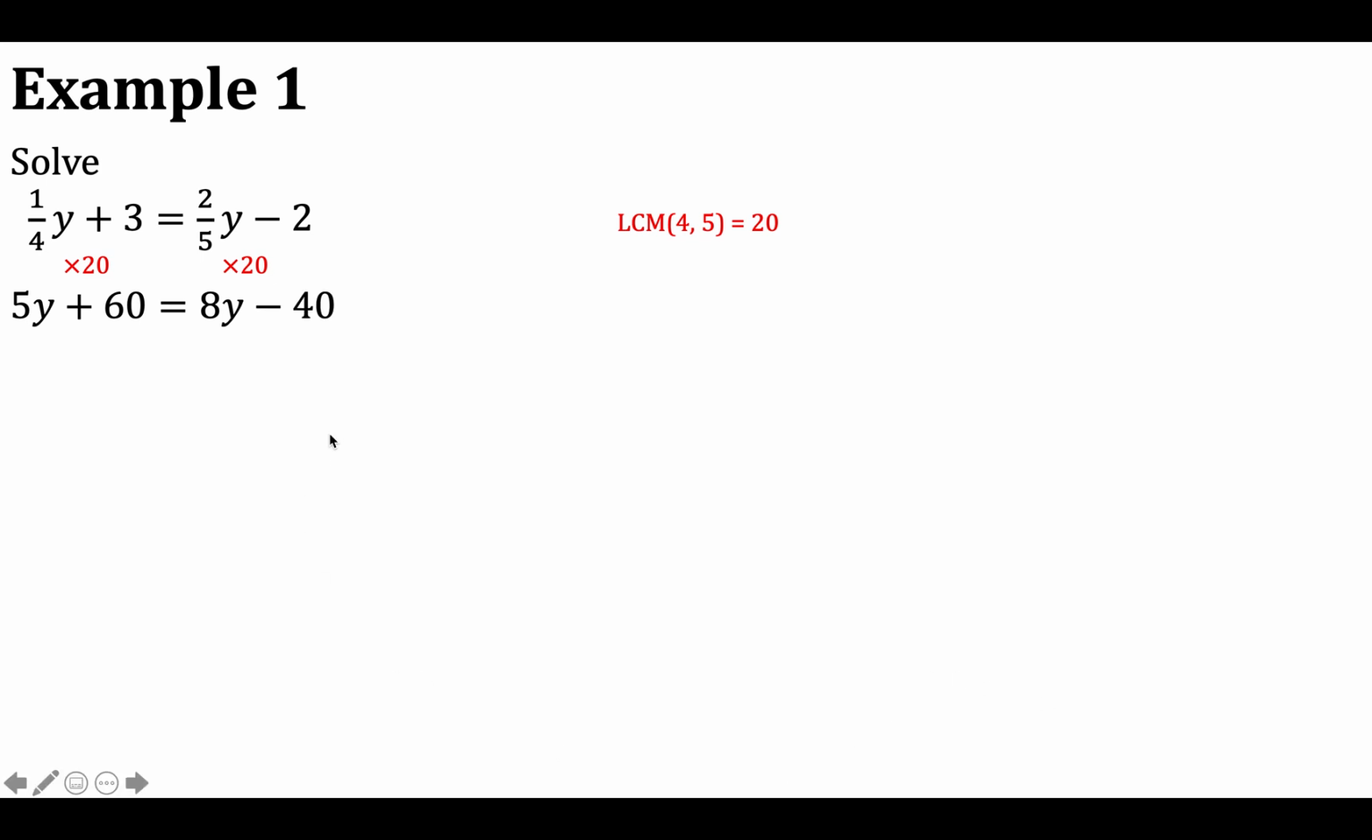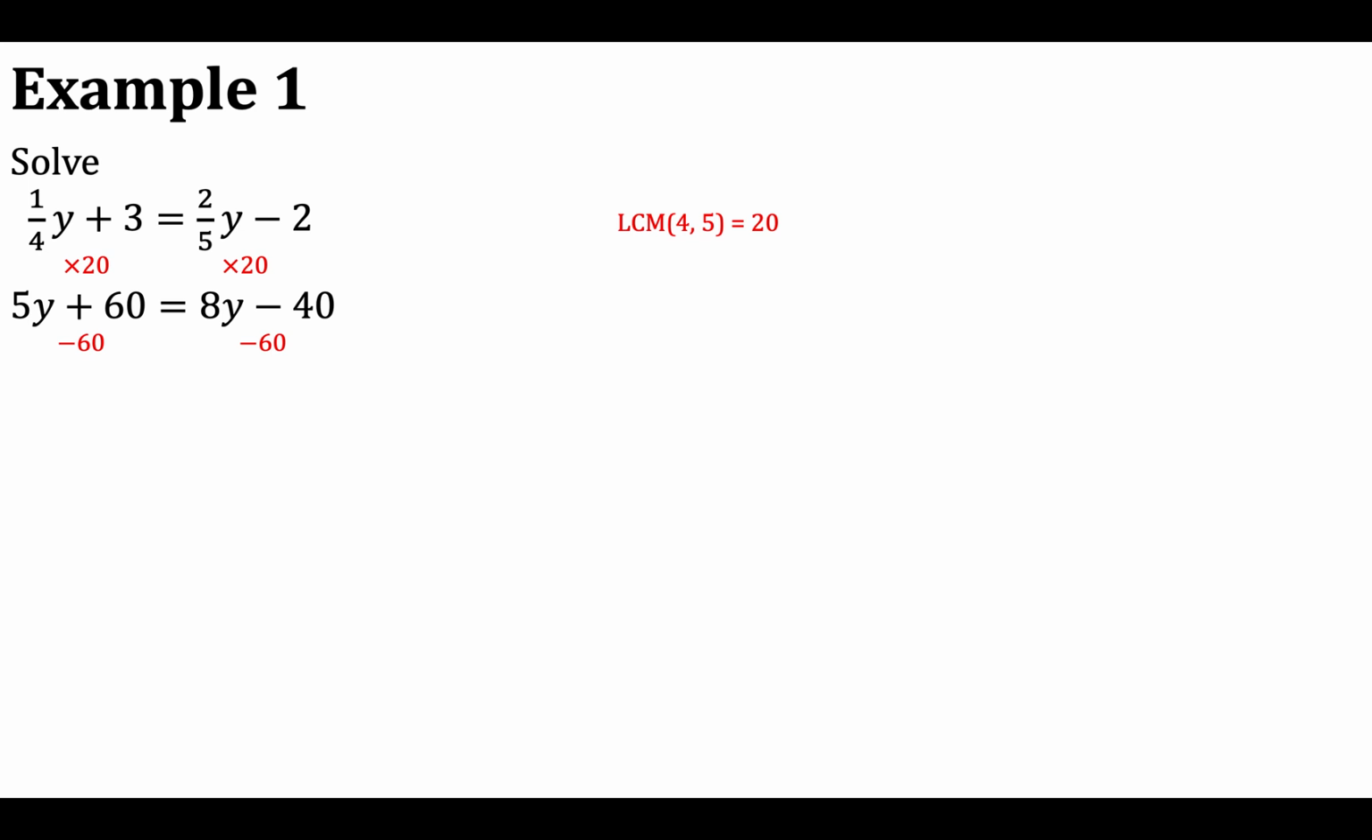So sometimes people forget about, for instance, this 3 here, and they only multiply this part by the 20, but you need to make sure that you do the 3 as well to get 60. And likewise here, you can't forget about this negative 2, that needs to be multiplied by the 20 as well. So we've got 5y plus 60 equals 8y minus 40.